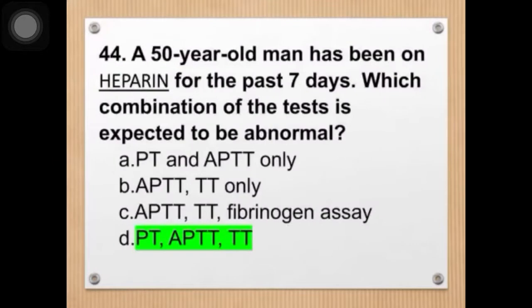Number 44. A 50-year-old man has been on heparin for the past 7 days. Which combination of tests is expected to be abnormal? Huwag kakalimutan, parehong po yung PT, APTT, and of course yung thrombin time. Correct answer number 44, letter D.